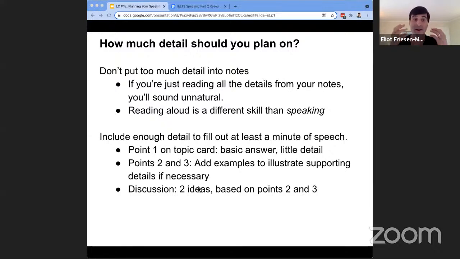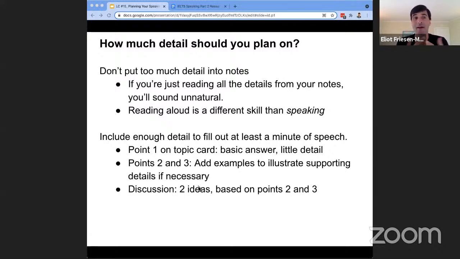We want notes that are going to be useful for our memory, to remind us of what we want to say, but not to give us the language exactly how we want to say it. We need to be thinking quickly during this time and using our notes to guide us, but not to give us specific language that we plan to say. Okay. Also, reading aloud is a different skill than speaking, and your interviewer will notice. If you are reading from a page, it's noticeable, and that can hurt your score a little bit if they notice you're reading. You need to be speaking from your mind during this part of the test.